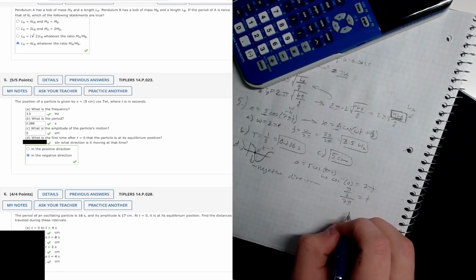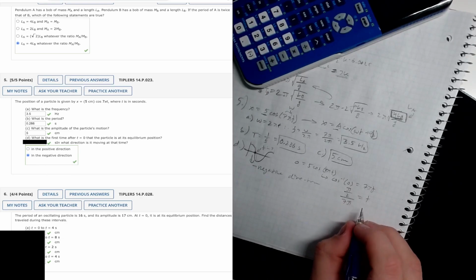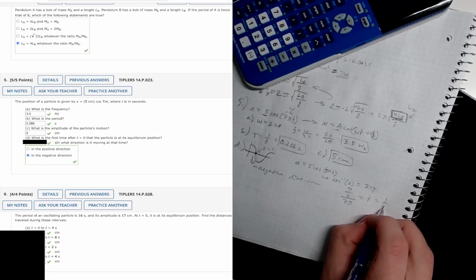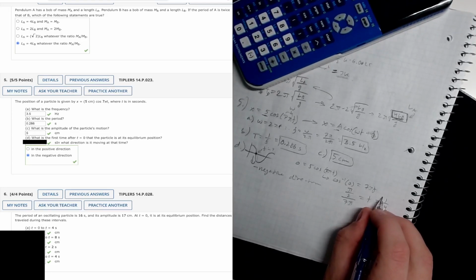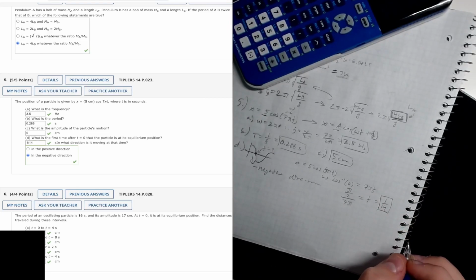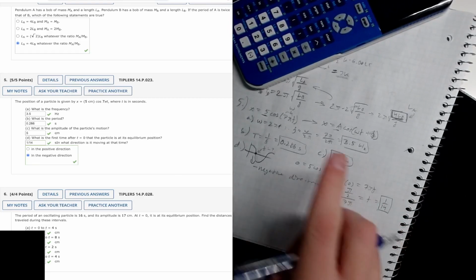So now this is going to be the equivalent of 1 over 14 just because of that. And that is going to be your answer, guys. You can type it in as 1/14 in this case, or you can always just calculate that.